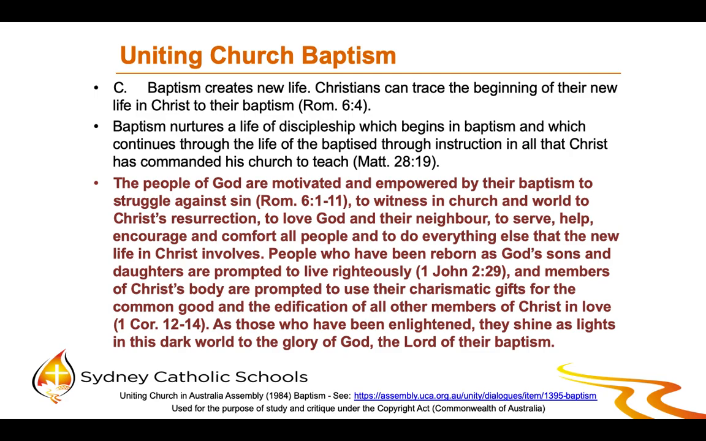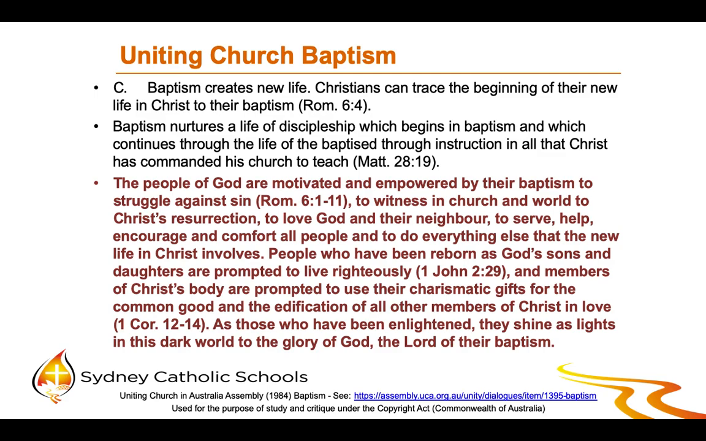People who have been reborn as God's sons and daughters are prompted to live righteously, and members of Christ's body are prompted to use their charismatic gifts for the common good and the edification of all other members of Christ in love. As those who have been enlightened, they shine as lights in this dark world to the glory of God, the Lord of their baptism.